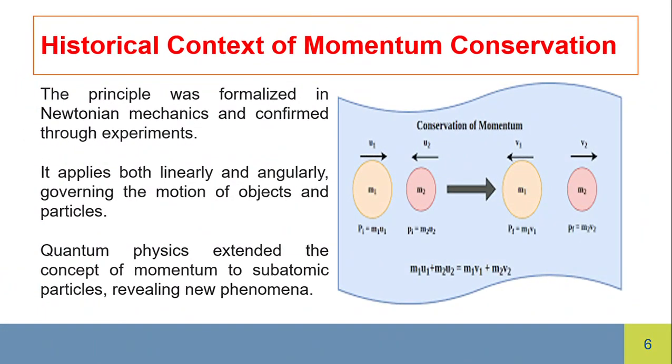So, historical context of momentum conservation. This principle was formalized in Newtonian mechanics and confirmed through experiments. It applies both linearly and angularly, governing the motions of objects and particles. Quantum physics extended the concepts of momentum to subatomic particles, revealing new phenomena.